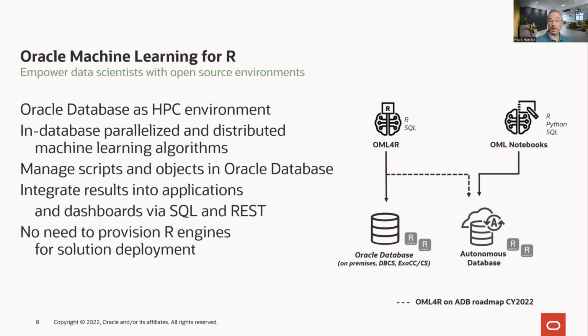Create user-defined R functions and manage them in the database. Store and manage R objects, like R machine learning models, directly in the database, avoiding the need to manage flat files. Invoke your user-defined R functions from SQL and, on Autonomous Database, from REST endpoints. A significant benefit is that deployment doesn't require provisioning separate R engines for solutions. OML for R provides all the infrastructure to automate this.